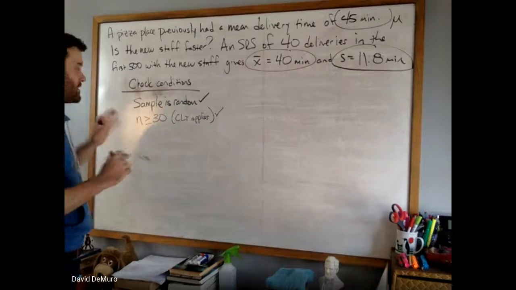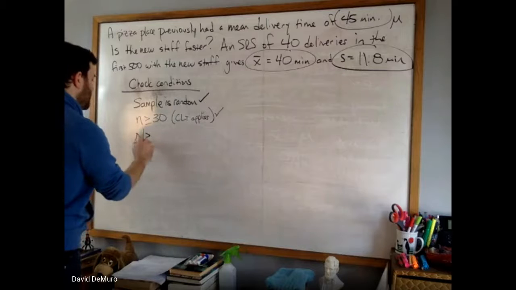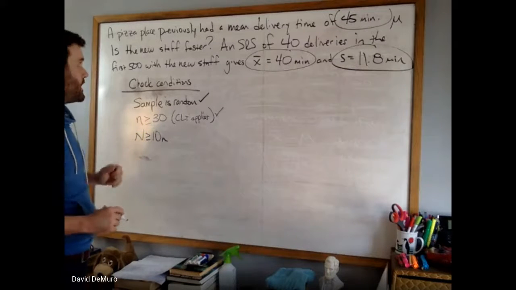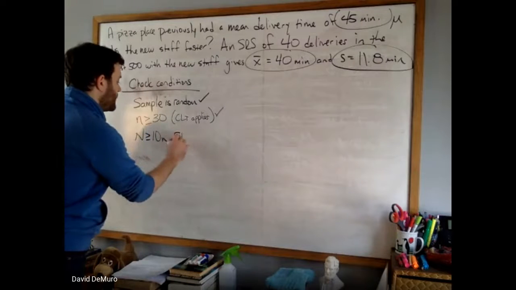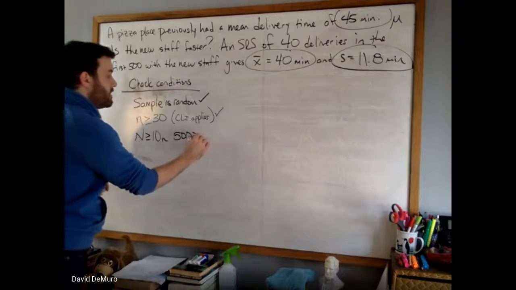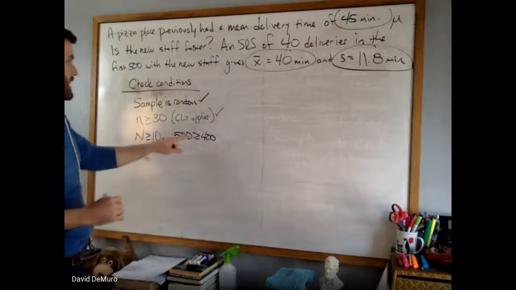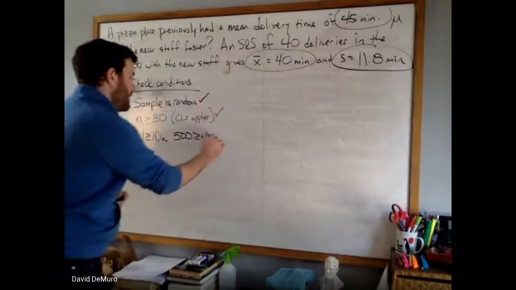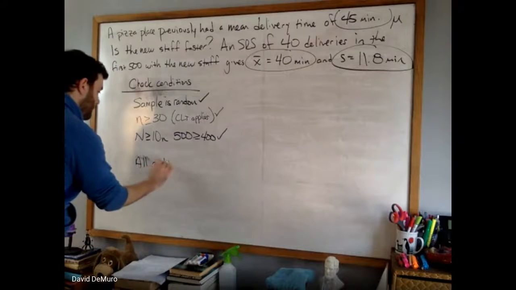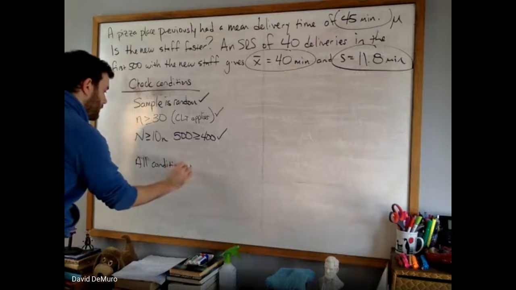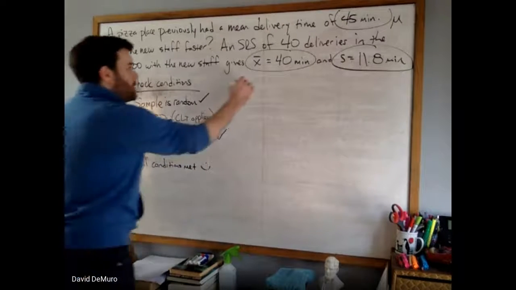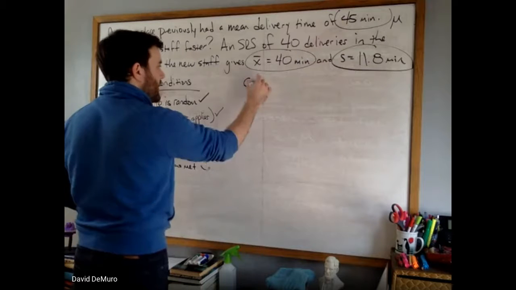And then the third check, since we're taking a sample without replacement, is we need the population to be at least 10 times the sample size. Well, the population was 500 deliveries overall, and that is greater than 400, which is 10 times our sample size of 40. So all the conditions are met. Next thing that we'll do is calculate the test statistic and the p-value.